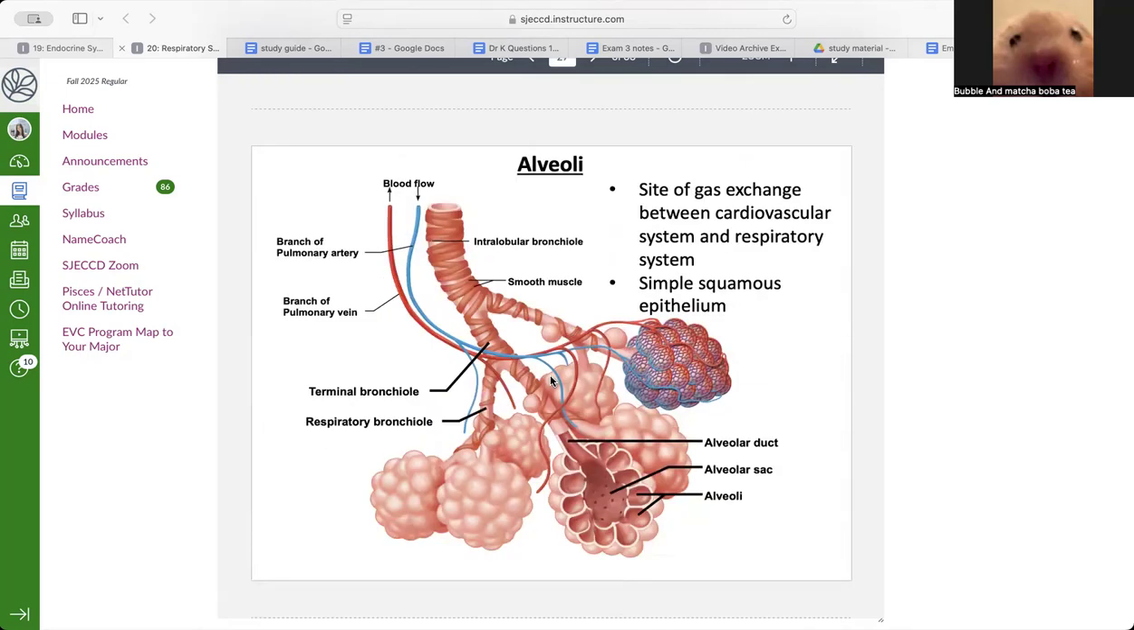Alveoli are the site of exchange between the cardiovascular system and the respiratory system. You can diffuse gas between the blood and the air you breathe in, so they're made of simple squamous epithelium to allow diffusion of the gas. Interlobular bronchioles divide into terminal bronchioles, and the tiniest bronchioles are the respiratory bronchioles. They open to the alveolar duct. There's no muscle tissue there, so it opens up to the alveolar sac.